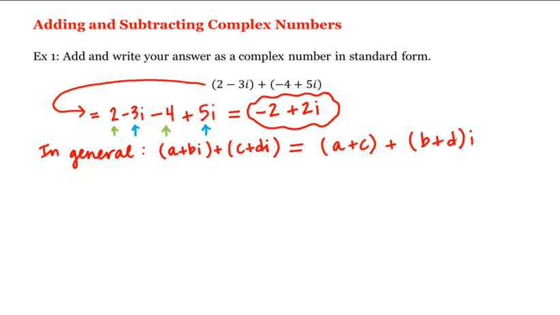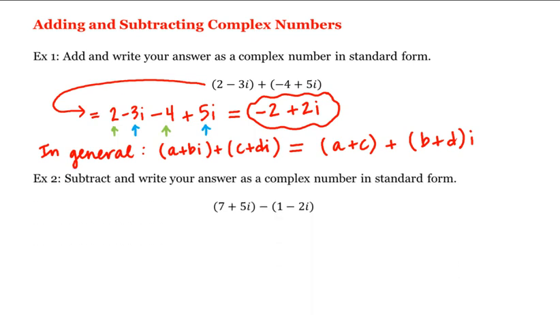All right, what about subtraction? Let's subtract these two complex numbers and write our answer in standard form. Again, we'll begin by removing these parentheses. However, we need to be really careful here that we distribute this negative, or negative 1, to both of these terms. That is, this is equal to 7 plus 5i minus 1, and then minus a negative 2i is plus 2i.